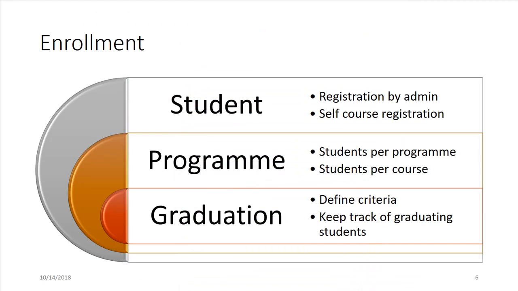Alright, moving on. You can also do enrollments, like I mentioned. So you can have registration of students by administrators, and students can also register themselves online. They can do course registration online. And then you can, of course, view which students belong to which course or which students belong to which program. And then you can also define graduation criteria and then be able to keep track of the students that are graduating.